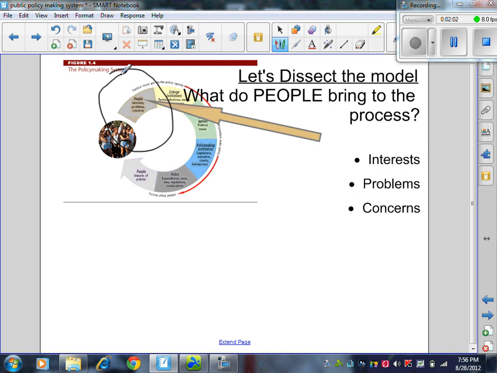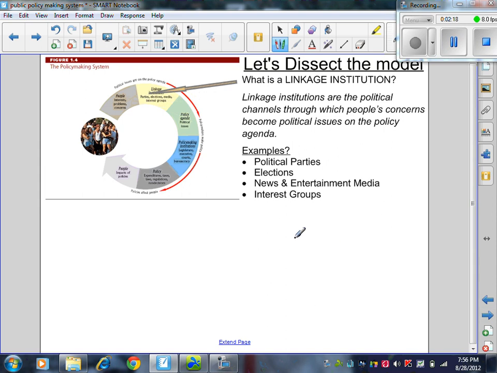Sometimes people form groups, and they have what we call special interests when they do that, and they're speaking up and giving the government ideas. Once they give the government ideas, let's erase that, we can then move on to the next step of our public policy making process, which is linkage. Linkage is actually a very common word used in AP government. It's the idea of connecting: there is an institution, which is a group of people out there, and their job in our government is to simply connect the people to our government.